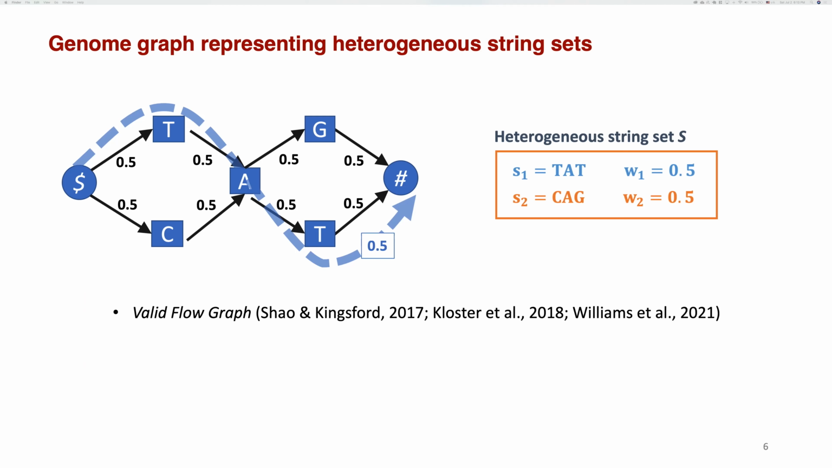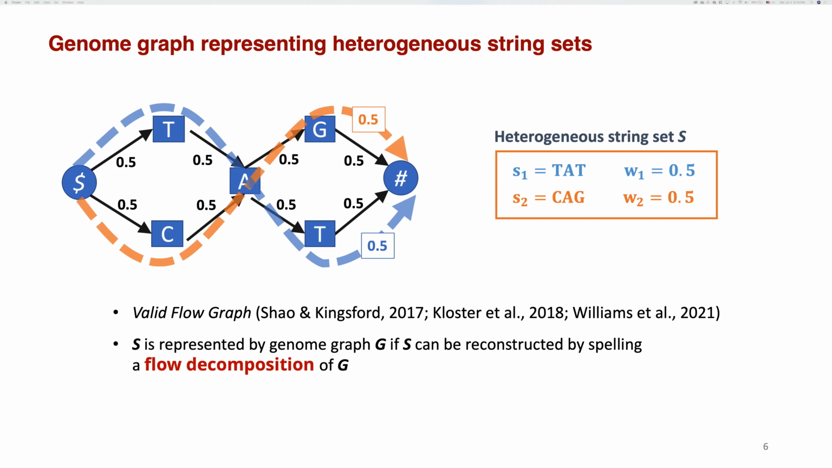Here we are assuming that a genome graph is a valid flow graph, which means for each node, the sum of weights on the incoming edges is equal to the sum of outgoing edge weights. This assumption is commonly applied in transcriptome assembly problems, and a similar assumption would apply to pangenome graphs that store DNA strings. And we say that a genome graph represents a heterogeneous string set if this string set can be reconstructed by spelling a flow decomposition of G.